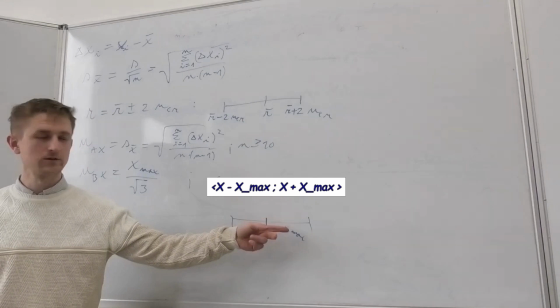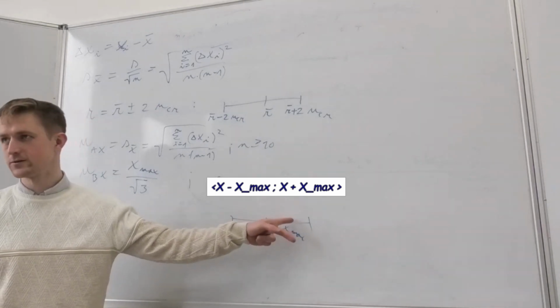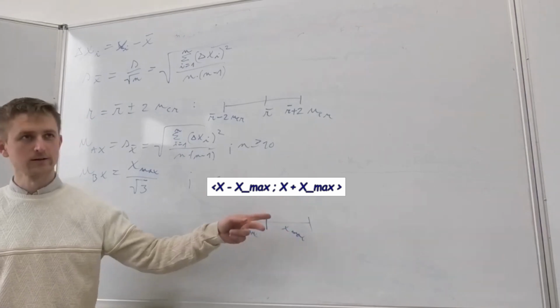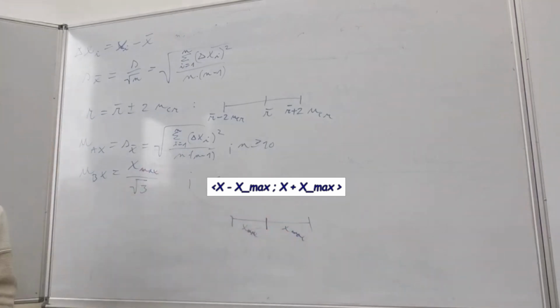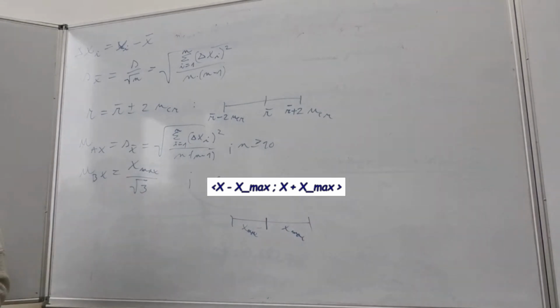In special cases, when you have good reason to believe that the true value is more likely to be in this part of the interval than in this part, you would not follow the uniform distribution, and the factor in the denominator would be different, but I think you will almost always use this factor.